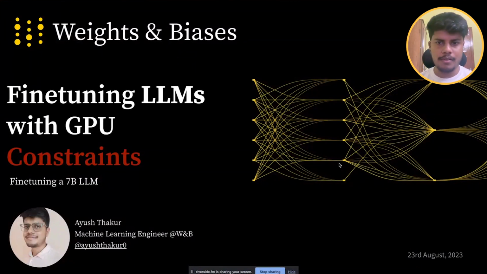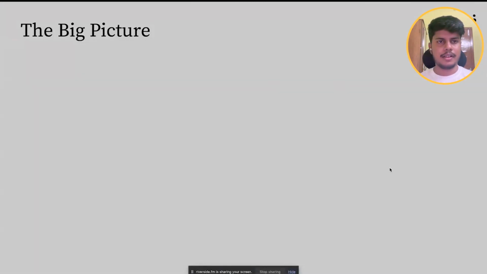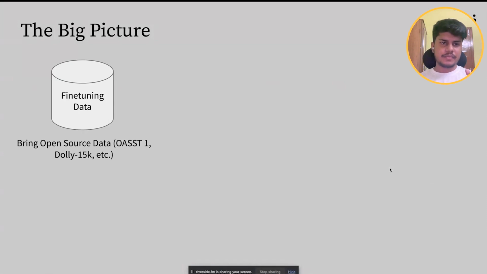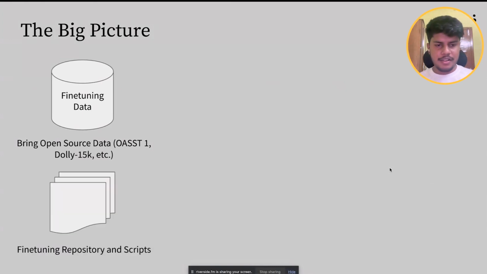Before I go into the code, let me give the big picture. You need to use open source data. It can be Dolly 15K, it can be OASST1, which is an open source dataset. You can use any other open source dataset for that matter to fine tune a language model. Then you can come up with any fine tuning repository or script. You can build your own fine tuning repository if you want to in the course of this competition.